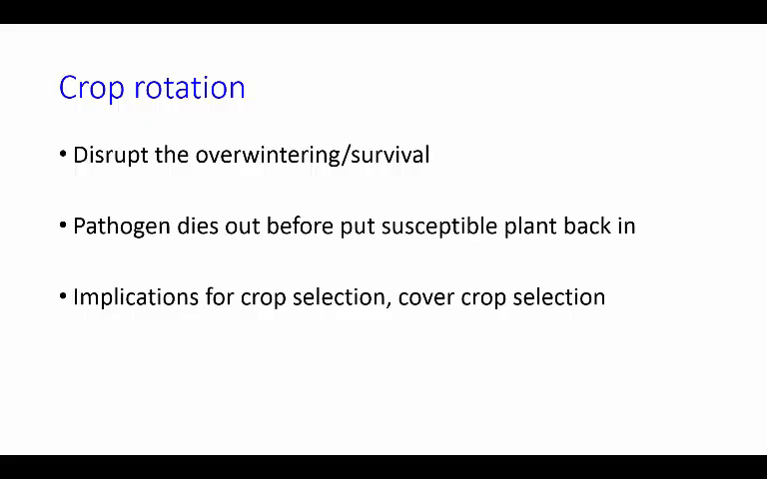Crop rotation is not always practical. Some pathogens can survive a very long time, even in the absence of a host, making rotation difficult. And some pathogens have a very wide host range, making it difficult to choose plants that are not hosts to use as rotation crops. Some cover crops may be hosts as well, so that's another consideration when you're selecting cover crops.